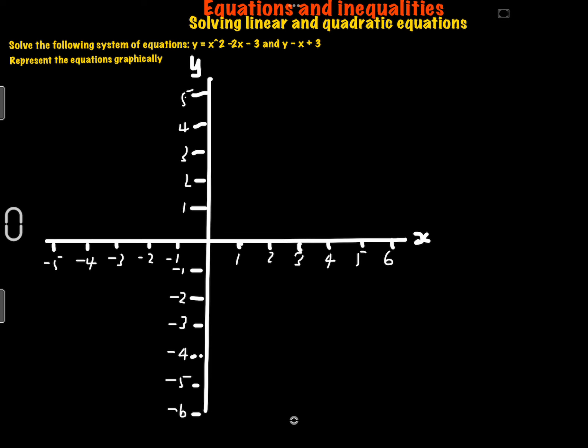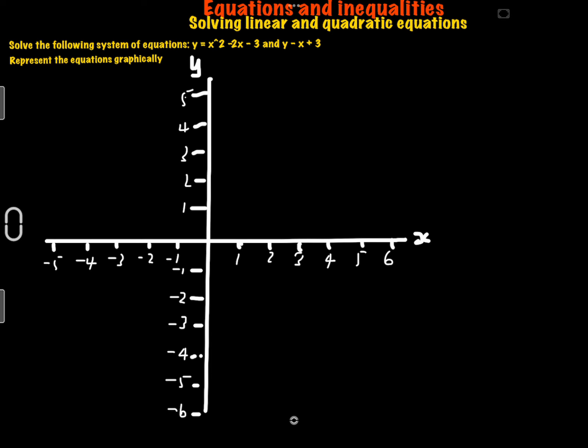Today we are looking at equations and inequalities, solving linear and quadratic equations. And today we'll be specifically solving the following system of equations. Suppose we are given the equations y = x² - 2x - 3 and y = x + 3. And we need to represent those equations graphically.